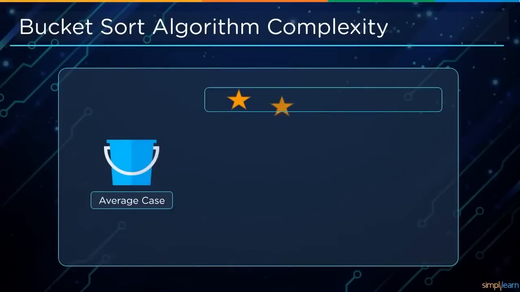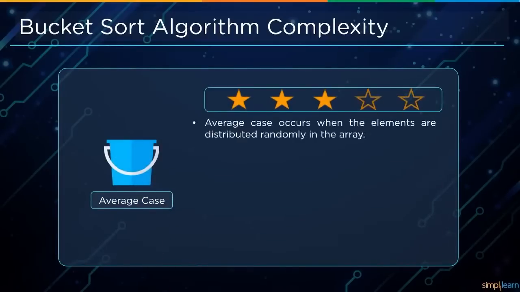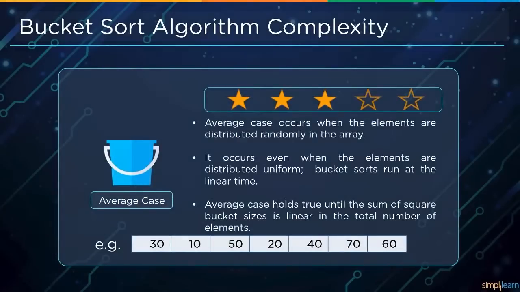And lastly, we will learn how the average case occurs in a bucket sort algorithm. The average case occurs when the elements are randomly distributed in the array. It occurs even when the elements are distributed in a uniform way. Bucket sort runs in linear time. The average case holds true as long as the sum of bucket sizes is linear in the total number of elements.